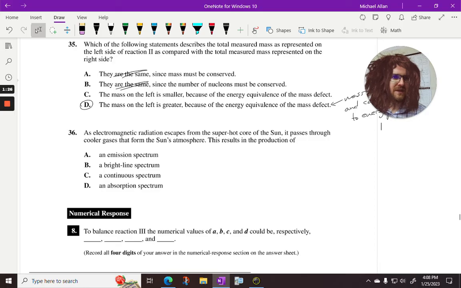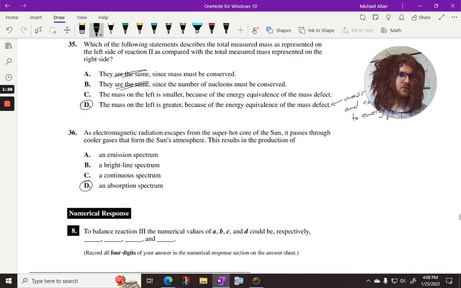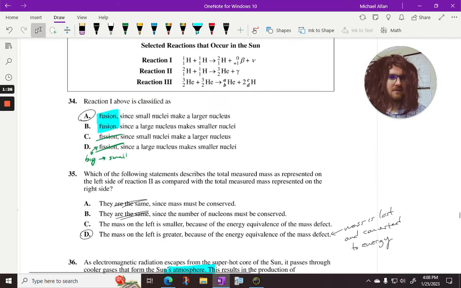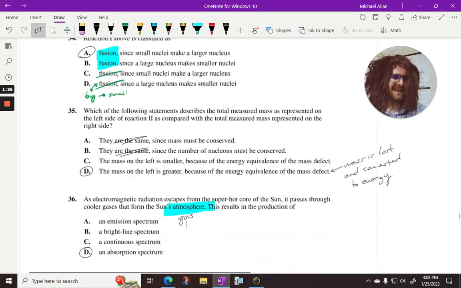As electromagnetic radiation escapes from a super hot core, it passes through a cooler gas in the atmosphere. It results in an absorption spectrum. It's passing through the atmosphere, through the gases that form this atmosphere. So as it goes through there, it's going to absorb. No, it's kind of related to that question.